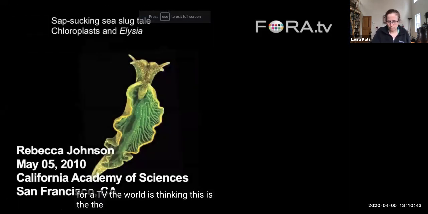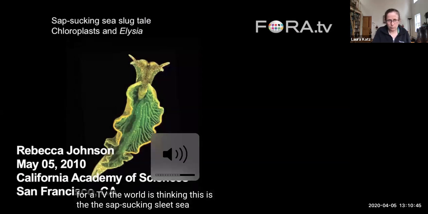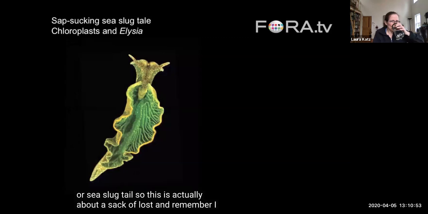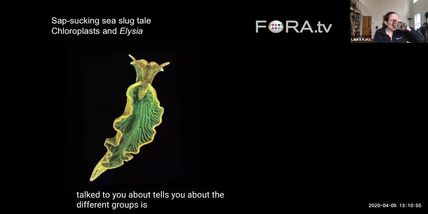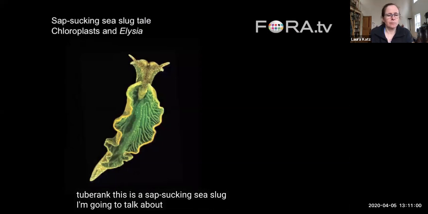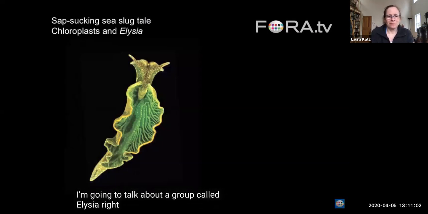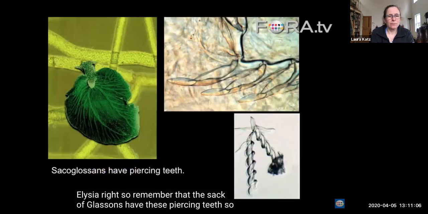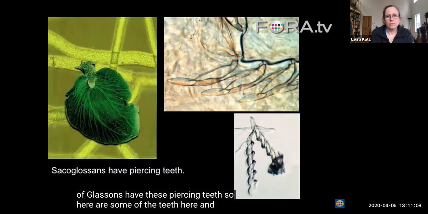This is the sap-sucking sea slug tail, or the solar-powered nudibranch, or sea slug tail. So this is actually about a sacoglossan. Remember I told you about the different groups. This is not a true nudibranch. This is a sap-sucking sea slug. I'm going to talk about a group called Alveolates. Right? So remember that the sacoglossans have these piercing teeth. So here are some of the teeth here.